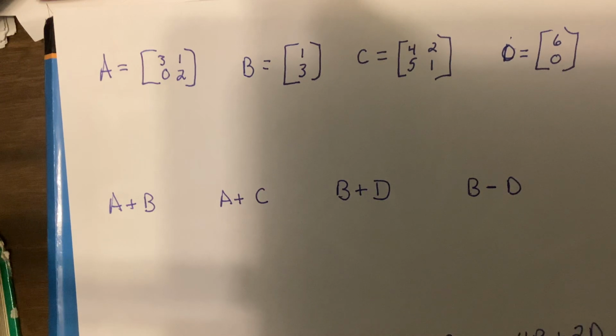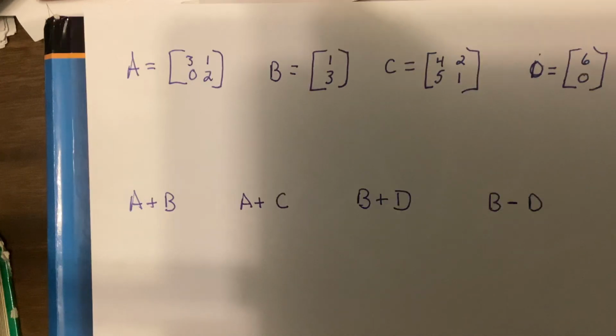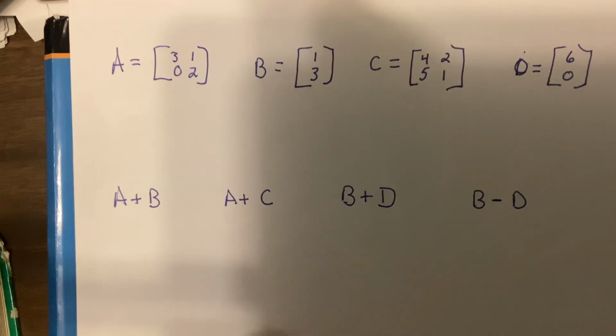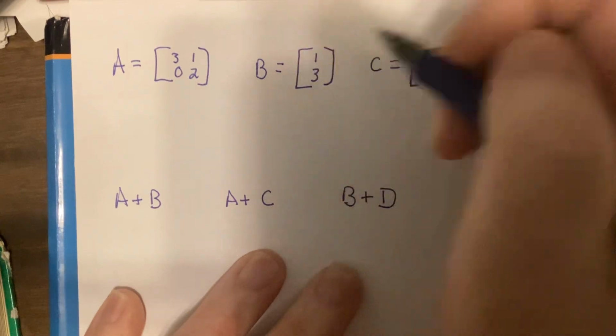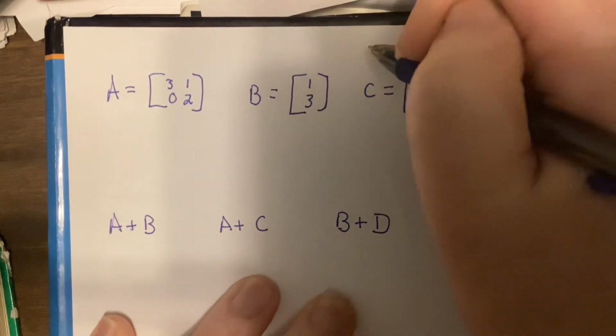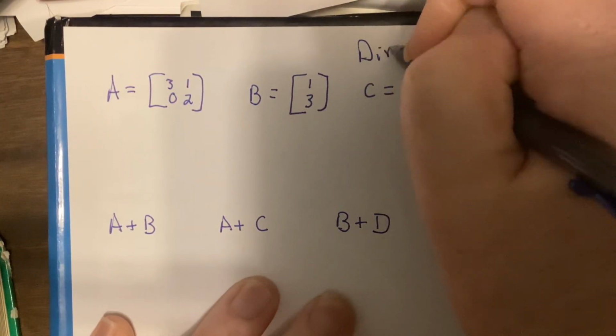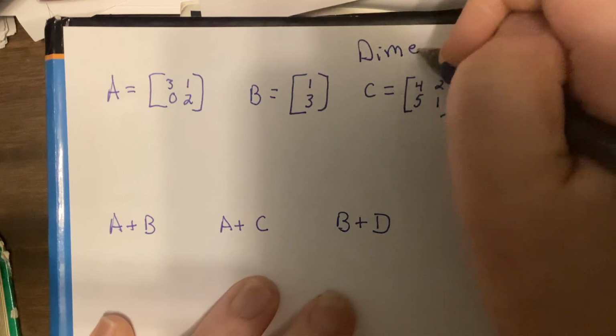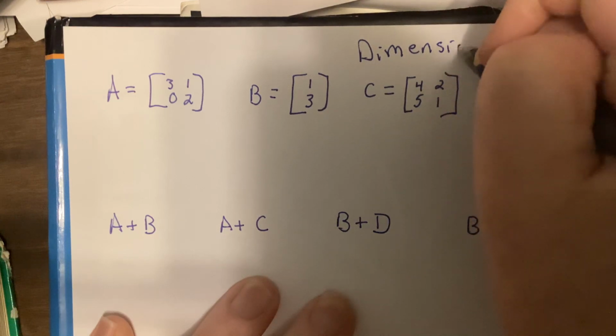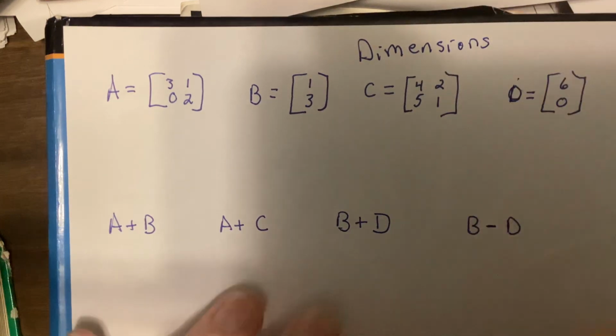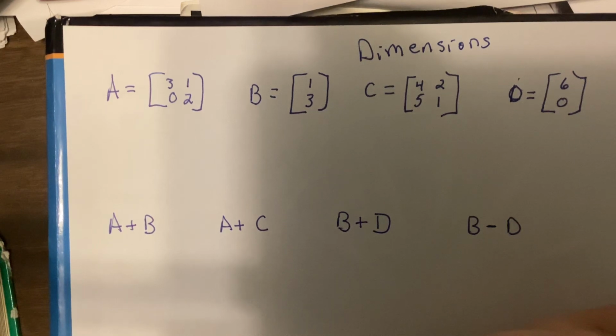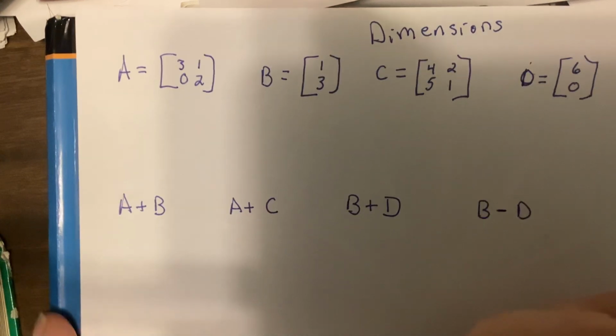Now I have to apologize to my 8th graders. I left class realizing I spelled the word dimensions wrong. Oh my goodness, how can I do that? Dimensions is D-I-M. So sorry about that. I hope you'll forgive me.